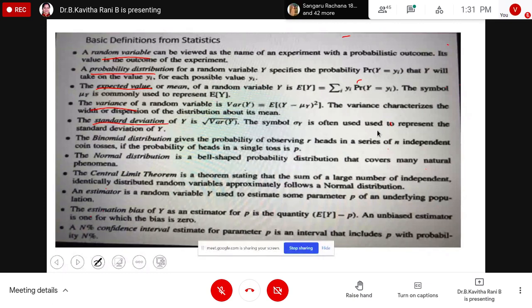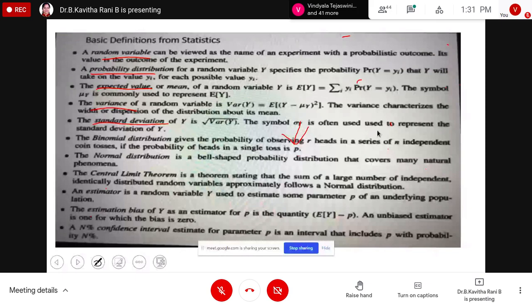So what is standard deviation? Standard deviation is used for the distribution in the data. So how is the data distributed here? Sigma y is the standard deviation of the sample points in sample y. Okay, so this is about standard deviation.